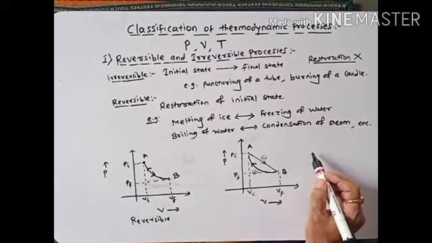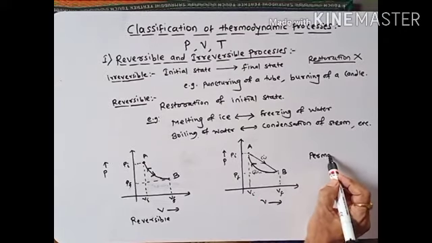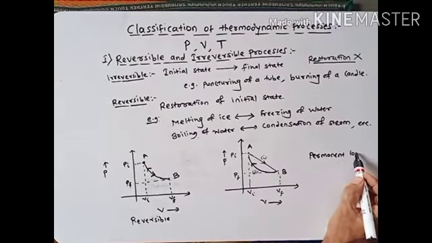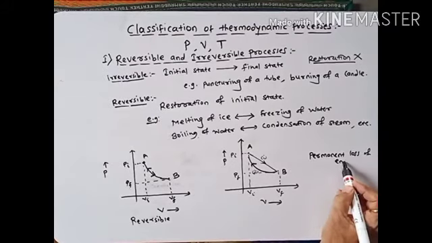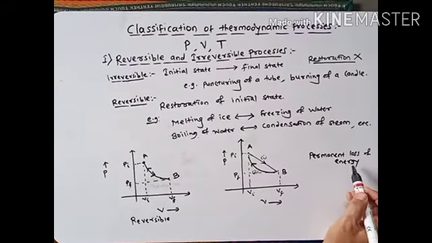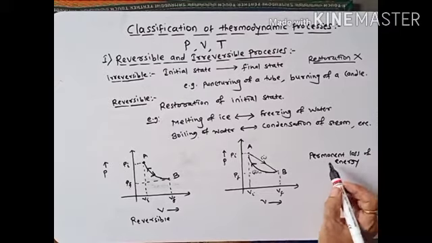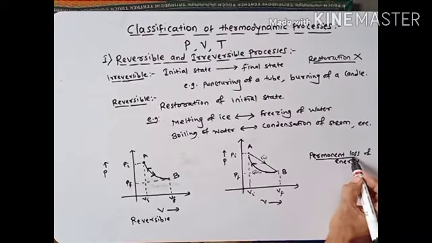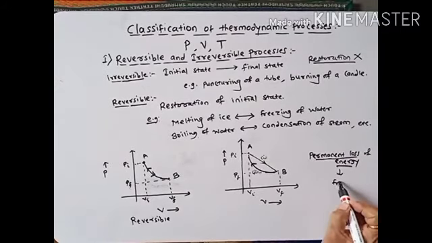Now this is due to the permanent loss of energy. Permanent loss, because there is friction, or any dissipative forces, as we call them, and due to that it cannot retrace the same path.